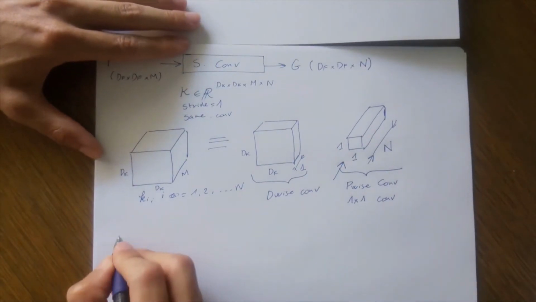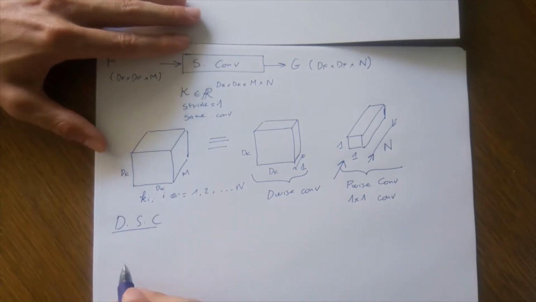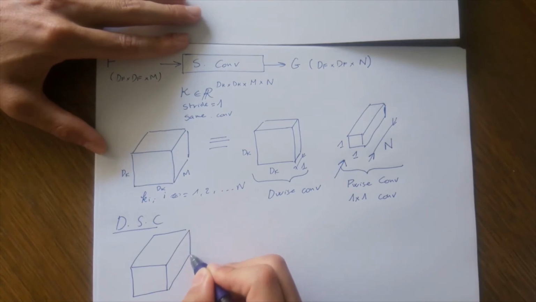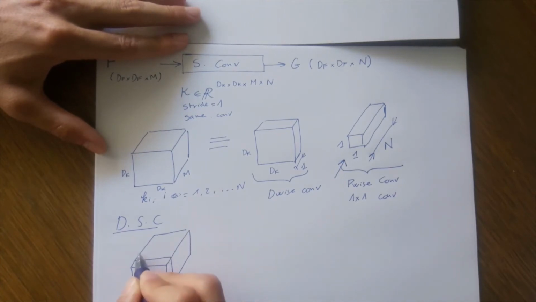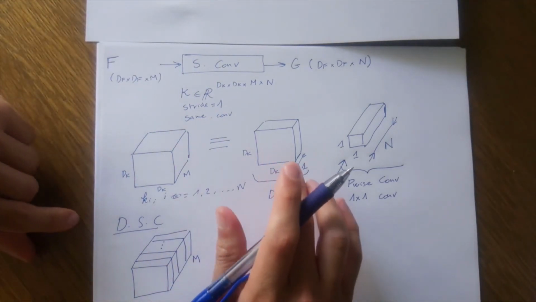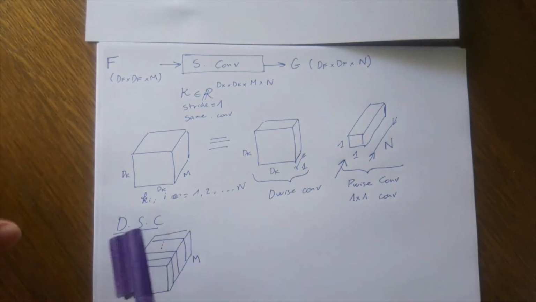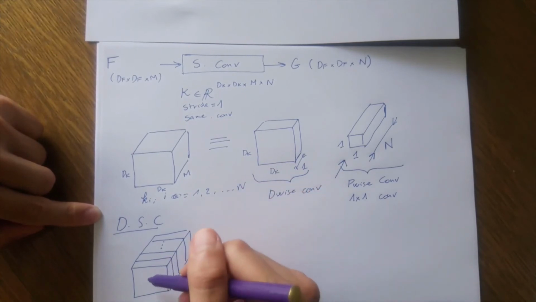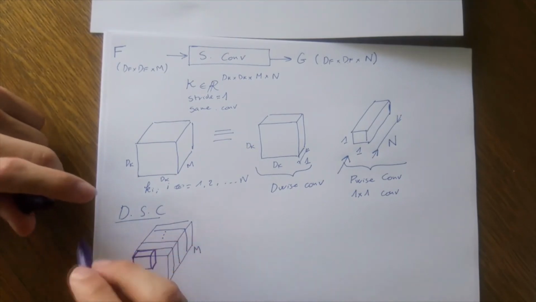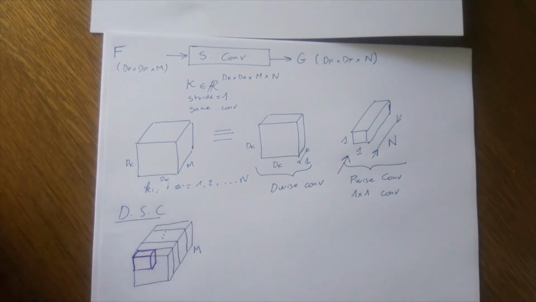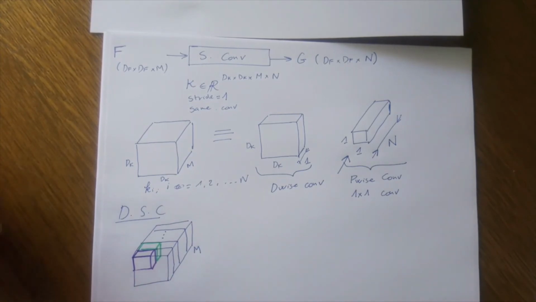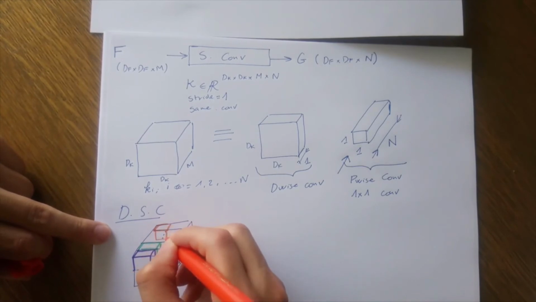The first step of the depthwise separable convolution is to take the input F, which has m channels, and use these 2-dimensional kernels to filter each channel. Each channel is filtered by one 2-dimensional kernel. So this is the first 2-dimensional kernel, which filters the first channel. The second 2-dimensional kernel filters the second channel, and the m-th kernel filters the m-th channel.